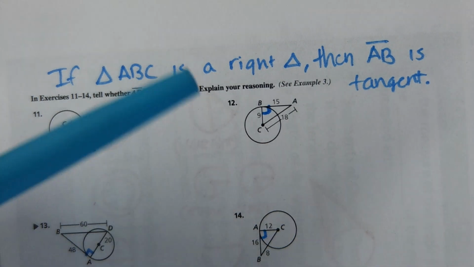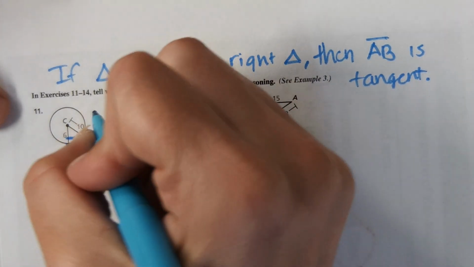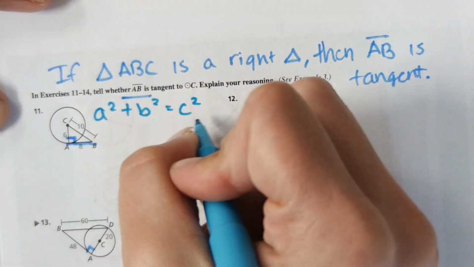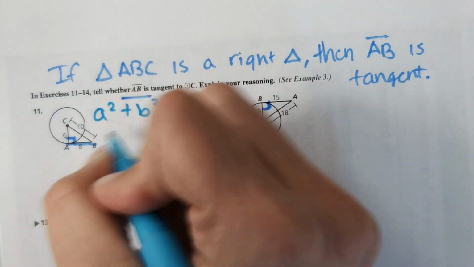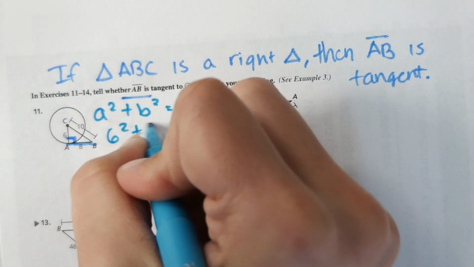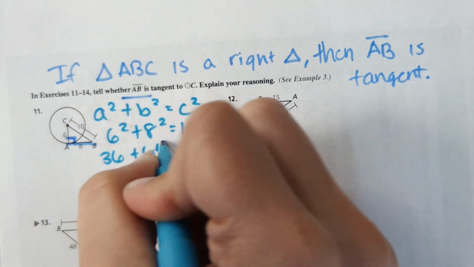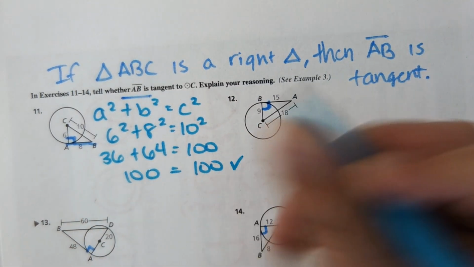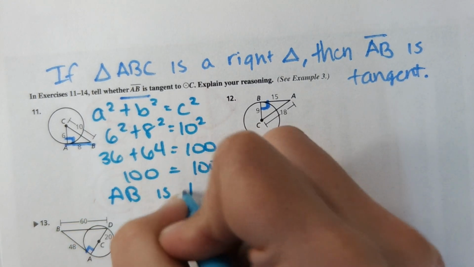Okay, so how do we tell if that's a 90-degree angle? Well, we can use the Pythagorean theorem. We can use a squared plus b squared equals c squared. And if this works, then we have a right triangle, and that's a 90-degree angle. So setting this up, 6 squared plus 8 squared, is that equal to 10 squared? Does 100 equal 100? Yes. So AB is tangent.